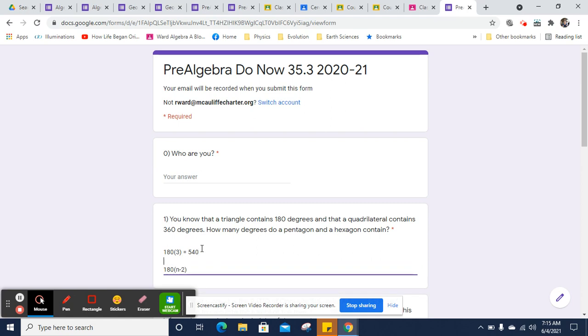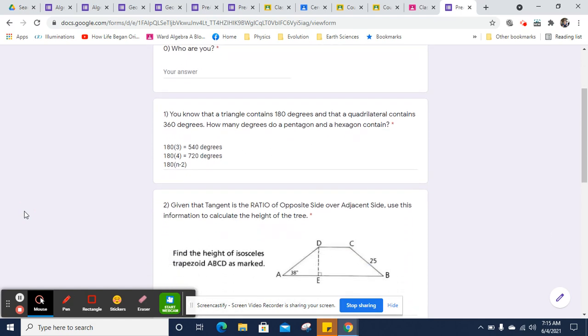For a hexagon, we're going to say 180 times n minus 2, so it's going to be 6 minus 2, so that'll be times 4. Okay, and 4 times 180 is going to be 720 degrees. Okay, so both those are degrees. And that will be useful when we're working out a formula for finding the area of any regular polygon, because you're going to need degrees.